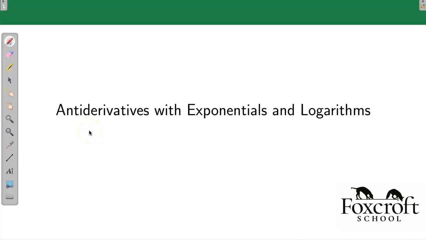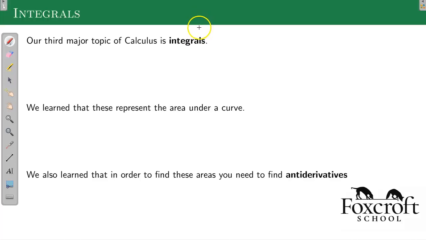In this video, we're going to talk about the antiderivatives of exponentials and logs. We just learned the derivatives, and now we can go backwards. Remember, our third major topic of calculus is integrals. We have limits, derivatives, and integrals. Integrals represent the area under a curve, and using the fundamental theorem of calculus, we can take an antiderivative and plug in some values to figure out these areas under the curve. So antiderivatives end up being really important when we're trying to talk about integrals.